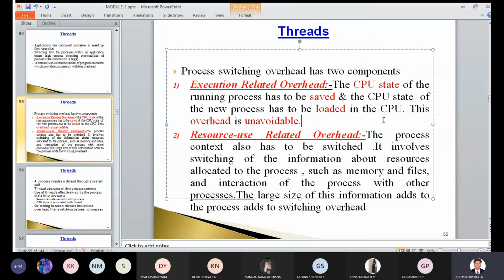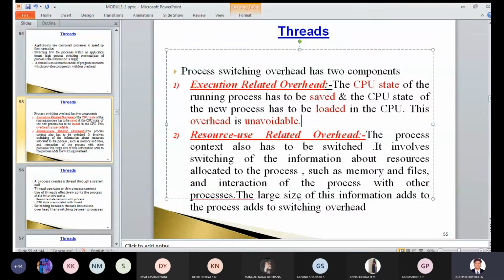So here the overhead is what? The CPU running state has to be loaded along with the process. Along with the process when switching, we need to make sure that this also has to get switched, which means we need to save the content and transport that also and load it somewhere else. That becomes overhead.